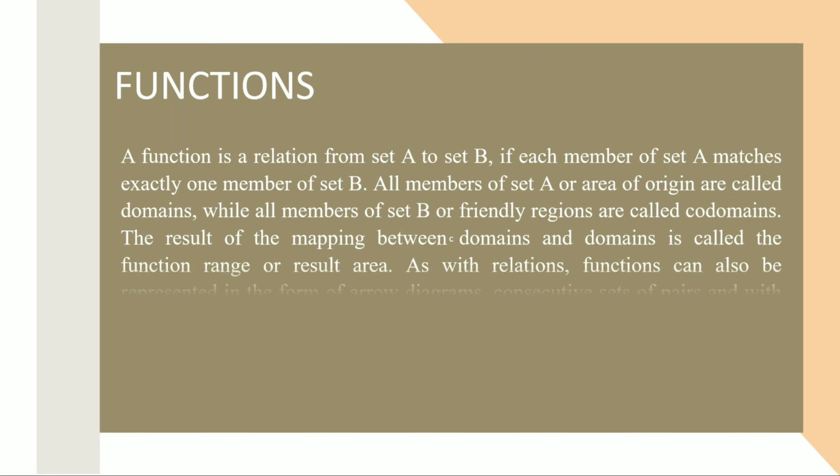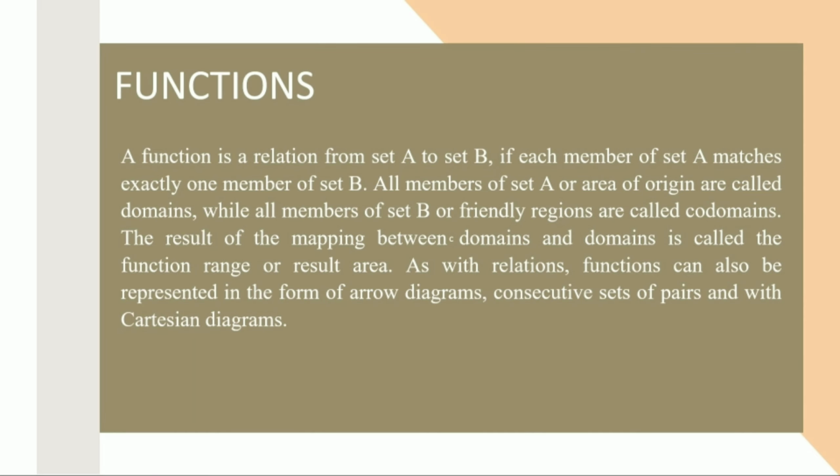Next, I will explain about functions. A function is a relation from set A to set B if each member of set A matches exactly one member of set B. All members of set A, or the area of origin, are called the domain, while all members of set B, or the area of destination, are called the codomain. The result of the mapping between domain and codomain is called the function range or result area.